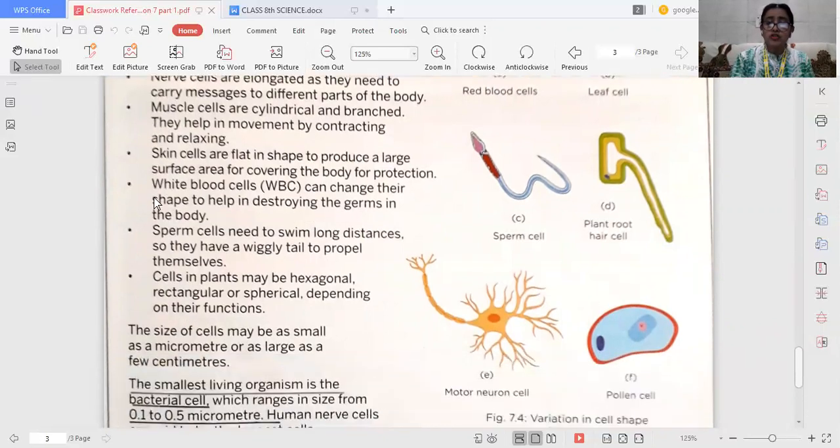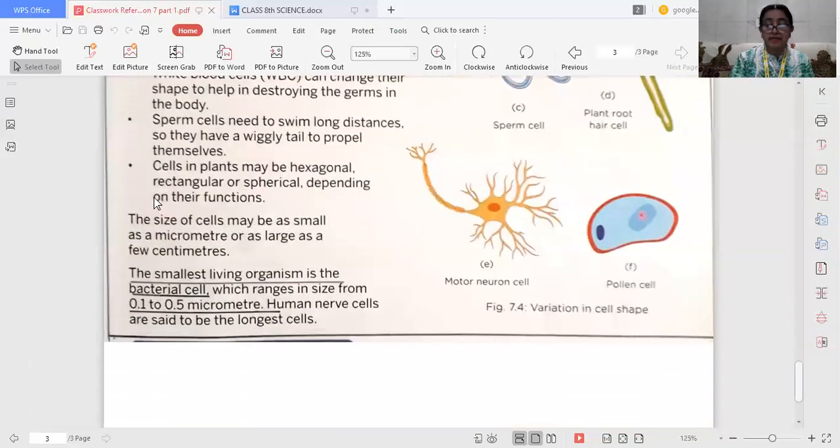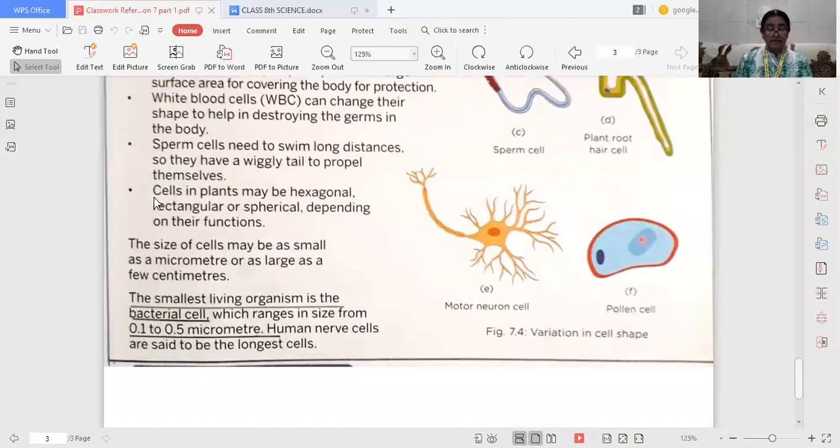They are also of different sizes. Like the smallest living organism is the bacterial cell. The smallest one is the bacterial cell. And the longest one is the nerve cell, right?